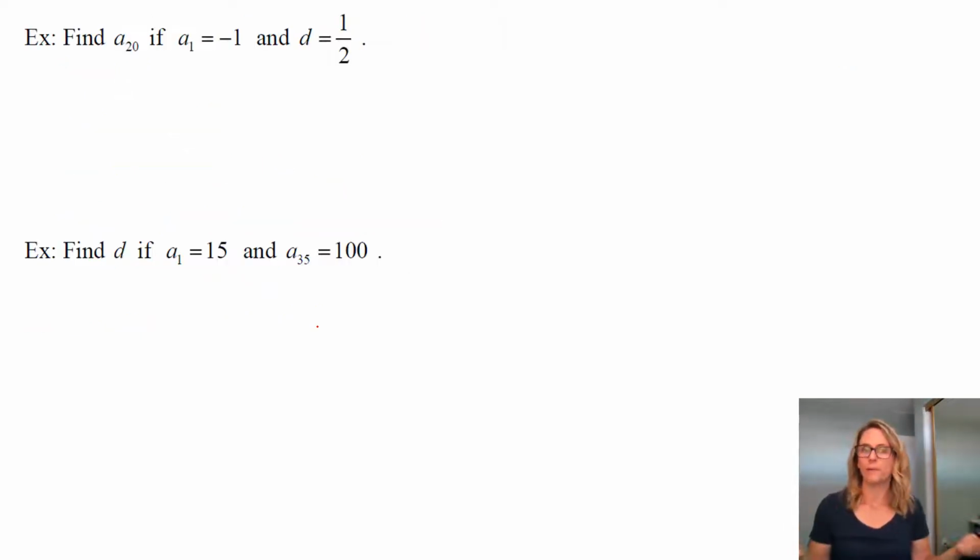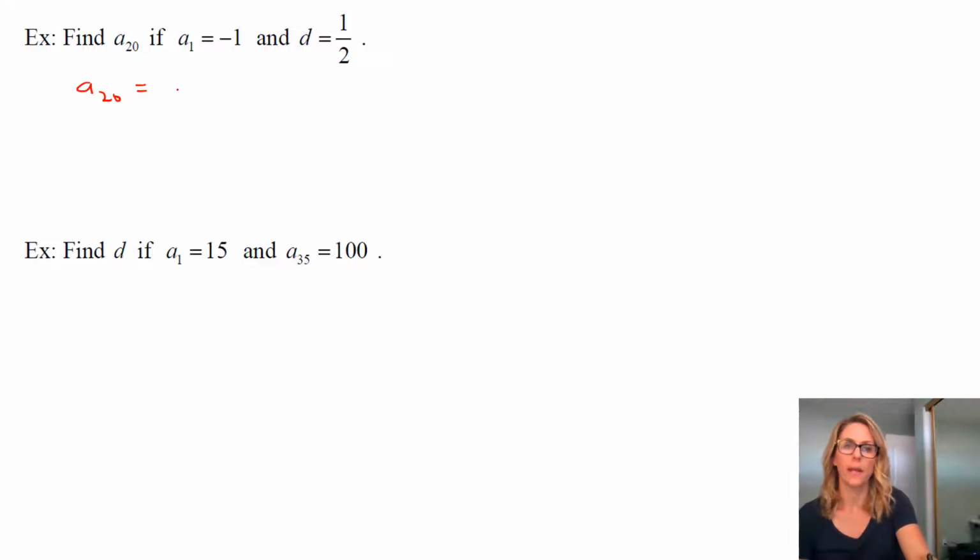For example, find a sub 20. So we have the question of what is the 20th term in this sequence? That's what this is asking. We are given a sub 1 and we're given the difference. That's all we need. So we have a sub 1, that's negative 1. We have d, that's a half. And we also need the n, which we have because it's 20.